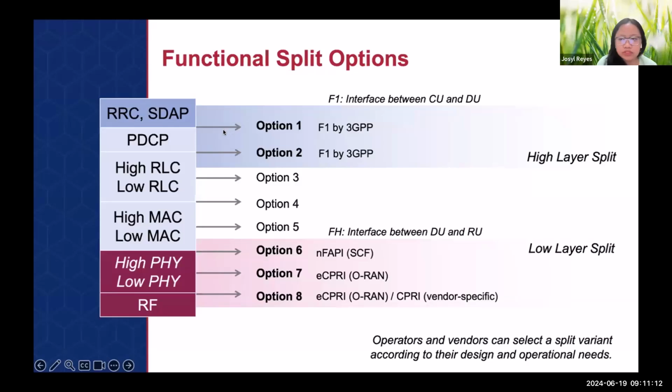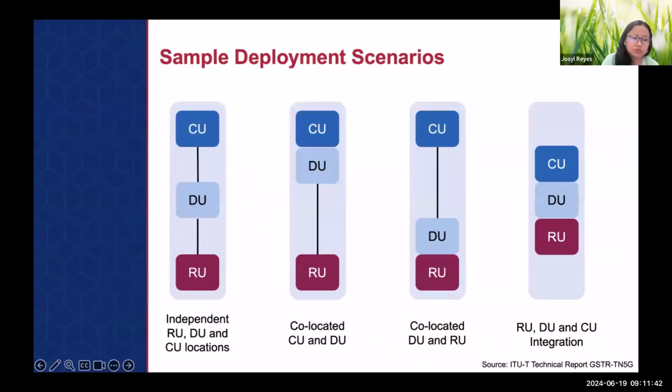If options 1 and 2, it's a high layer split; options 6, 7, 8, a low layer split; or a combination. There are other options like options 3, 4, 5, but they are not as commonly used, as the other options are more intuitive to use. If you choose the high layer split, you only have the CU and then the RDU. If you choose the low layer split, you just have the CU and RU, just like what you can see here.